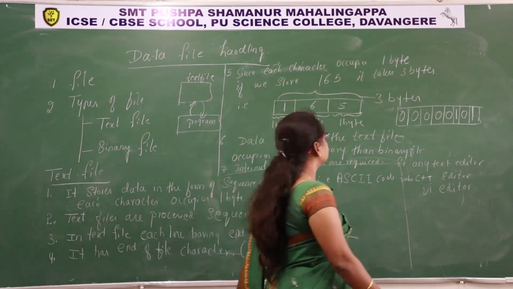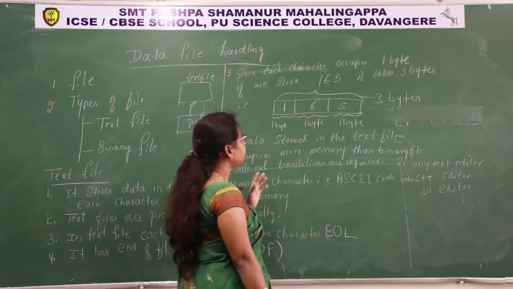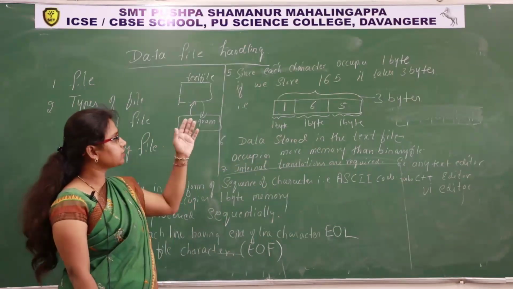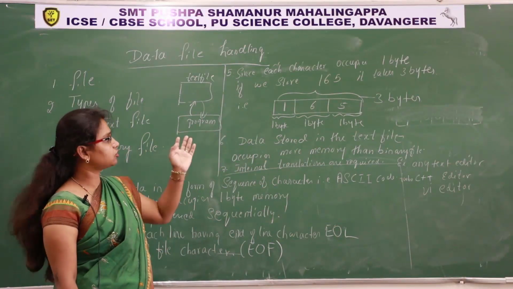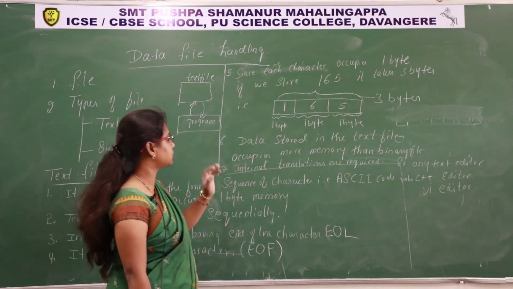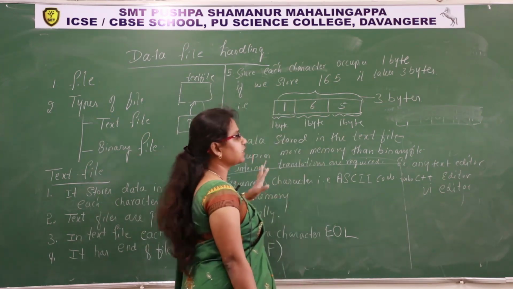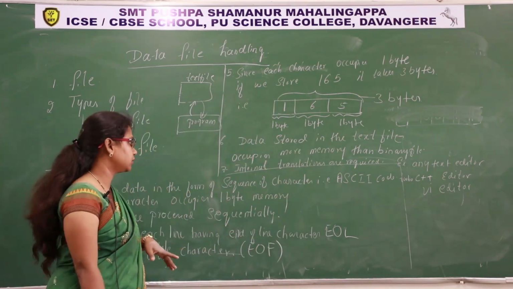Later I'll explain this in the binary file. Right now you have to understand that though it is an integer, it takes 3 bytes because each digit is considered as a character and takes 1 byte, so total 3 bytes. That's why storing data in a text file takes more memory than in a binary file.